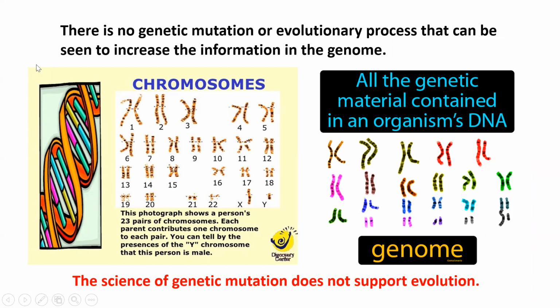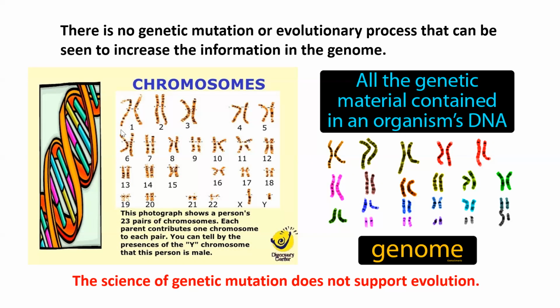So we go on next to genetic mutation. That's another area where evolution supporters will say, oh, okay, fine. If not the original genes, then genetic mutation. The genes mutate, then evolve, okay? But there is no genetic mutation or evolutionary process that can be seen in the natural world to increase the information in the genome. Remember, the genome is all the DNA information in one cell, okay? In one cell, there is no increase at all.